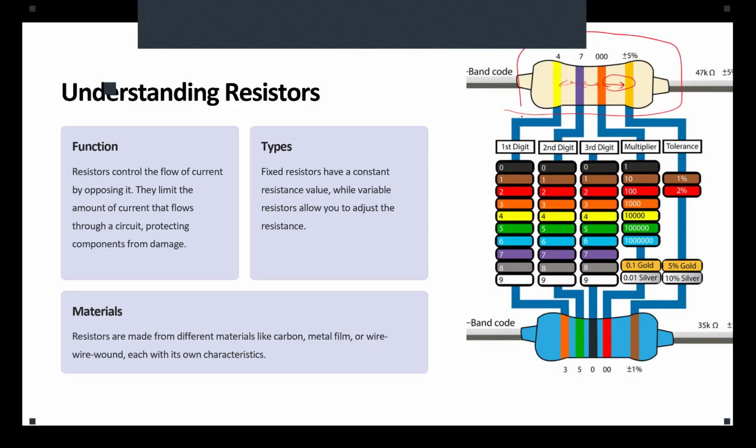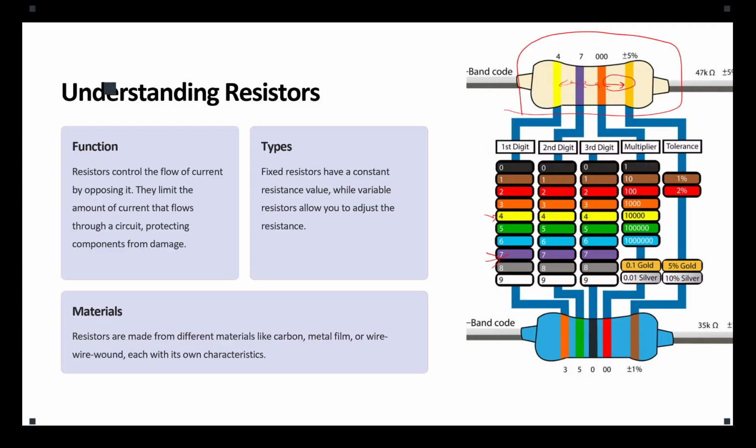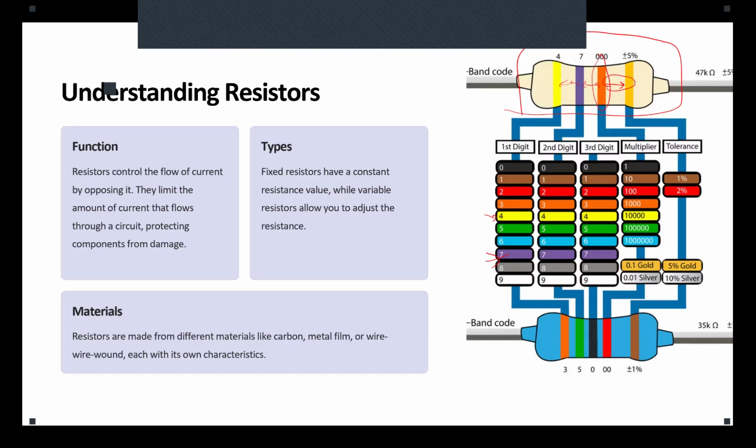So this is an example at the top of the image. For example, the first digit band is yellow. Yellow means 4, so this band is worth 4. The next one is the second digit band, purple, which is 7. So we just write 7. If you don't have a third digit band beside the tolerance band, the band next to the tolerance is always the multiplier. So that way you can find whether a band is a digit band or the multiplier.